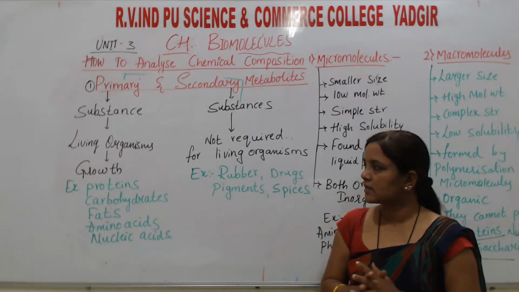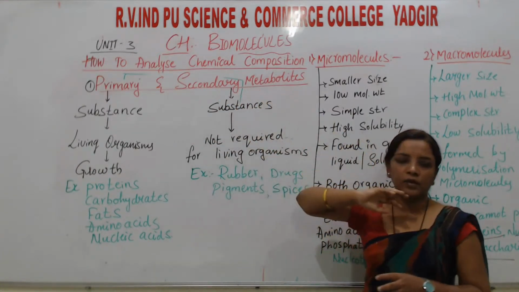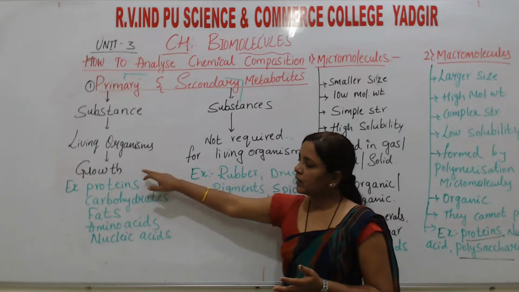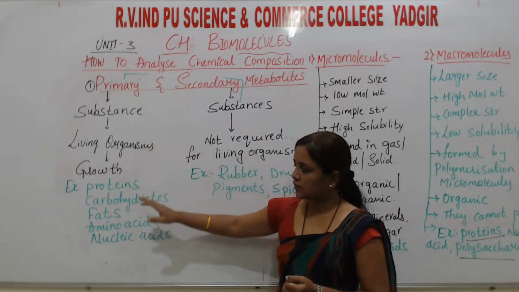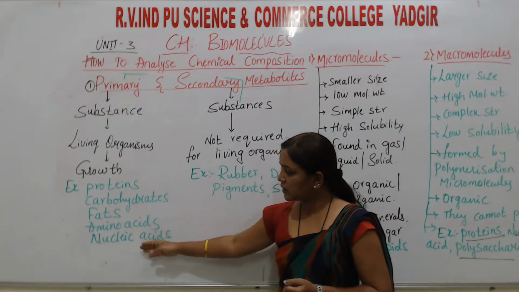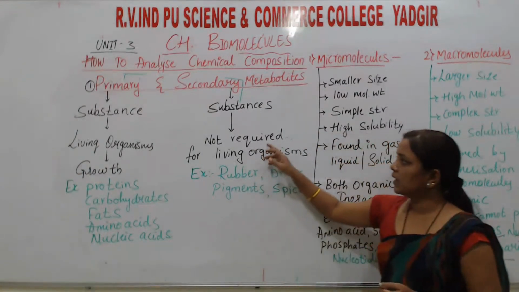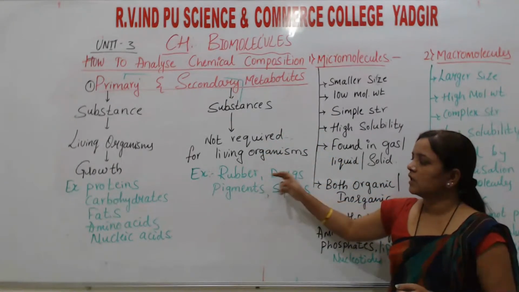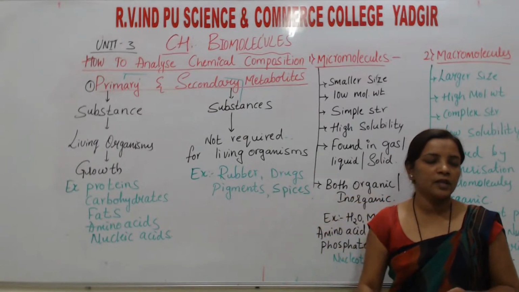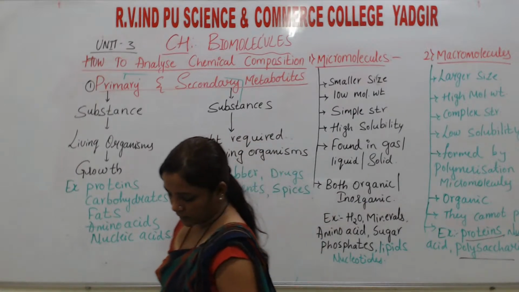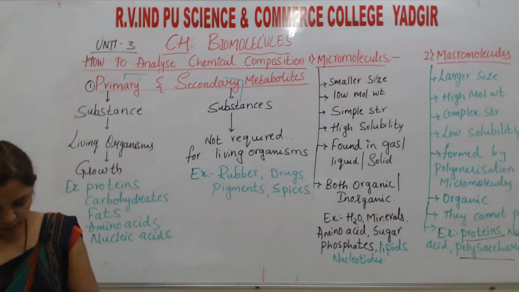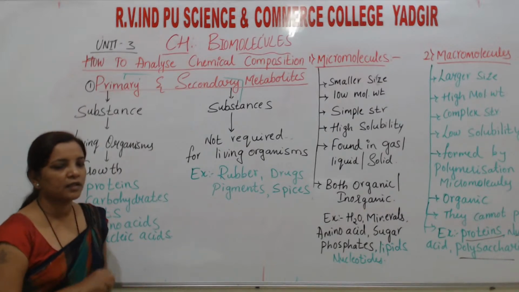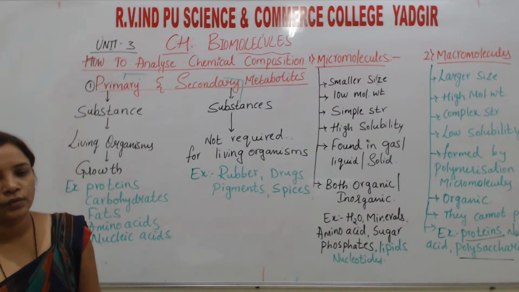Okay, we have analyzed that. And primary and secondary metabolism is taking place. Any living organism undergoes growth. So for growth, we need some food substances: protein, carbohydrate, fat, amino acid, nucleic acid. But secondary metabolites are substances which are not required for the living organisms: drugs, pigments, spices, or rubbers. Next class, we will list some chemicals, and after that the elements and what percentage should be present in the living cell. We will do all that in the next class.